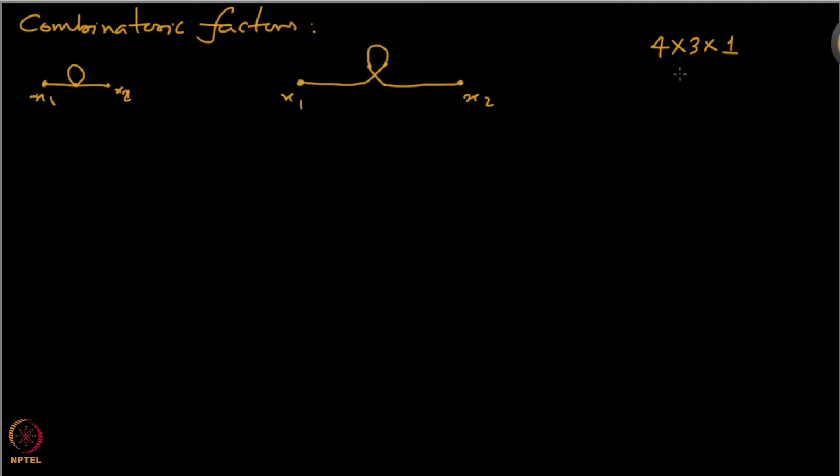So you have 12 such diagrams, and they all have the same expression. So the combinatoric factor is 12 for this case. Let us look at another example.